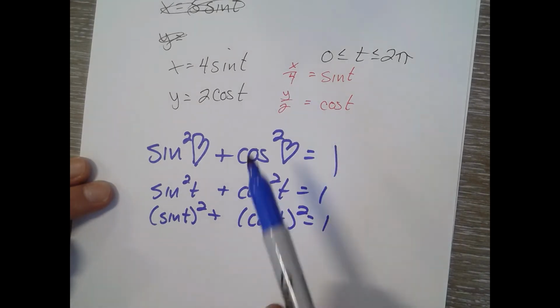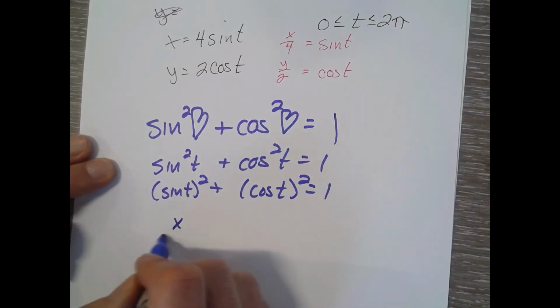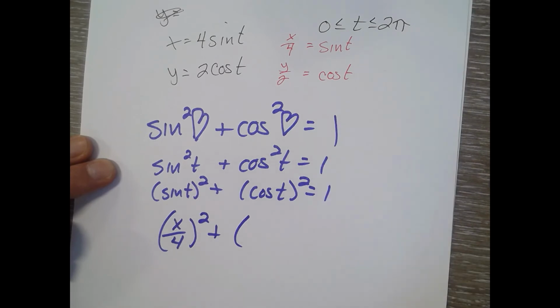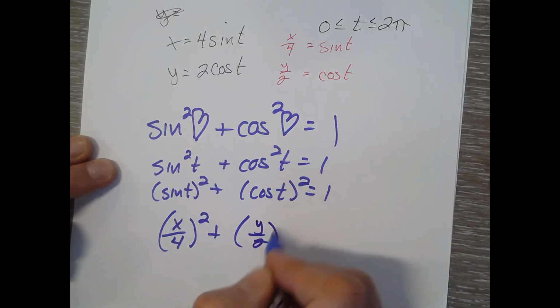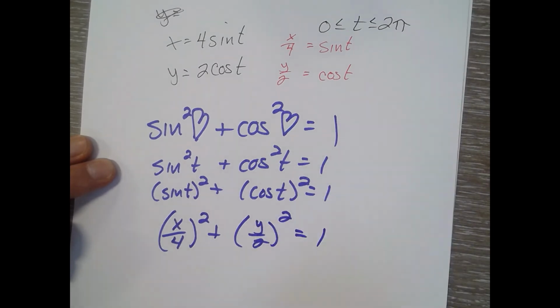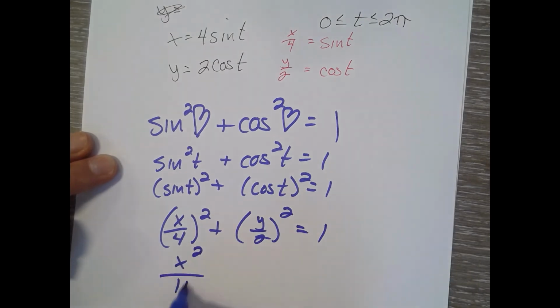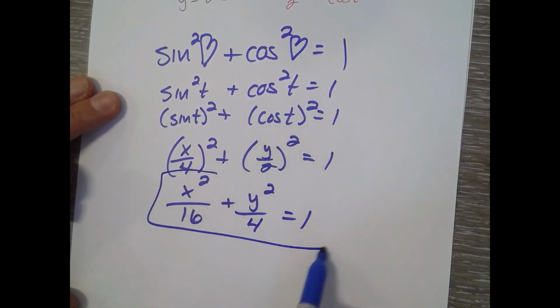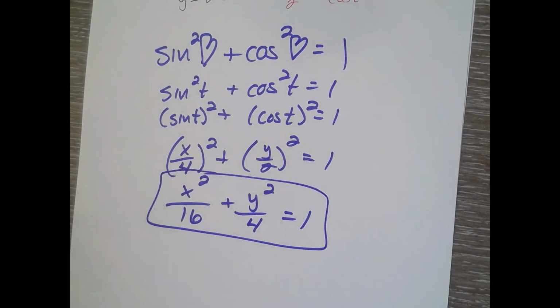X over 4. So I'm going to plug that in. X over 4 squared plus, what's cosine t equal to? Y over 2 squared must equal 1. If I clean that up a little bit, what kind of shape do I have? Did you just say ellipse? Yeah. It's an ellipse.